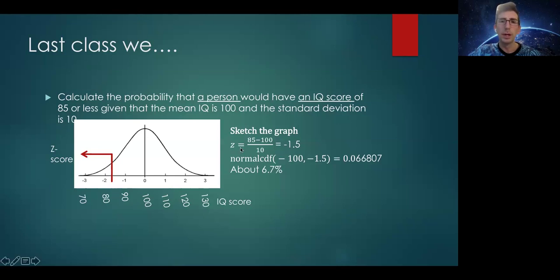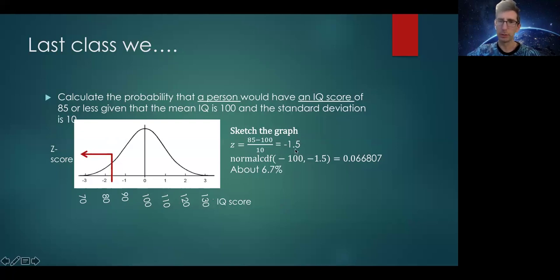Well, we would find a z-score. We would plug in the x value of interest. Here, we wanted to find the probability of a person having an IQ score of 85 or less. So that's where that 85 comes from. We'd subtract our mean of 100 and divide by the standard deviation, which was 10. That would give us our z-score, which in this case would be negative 1.5, shown right here, and we'd be looking for the area under the curve to the left of negative 1.5.